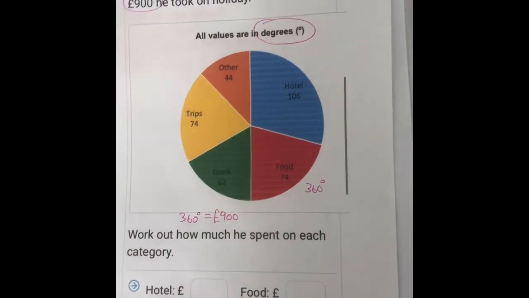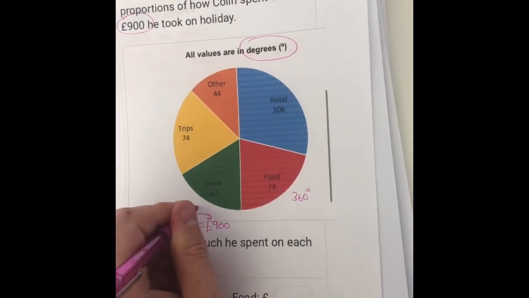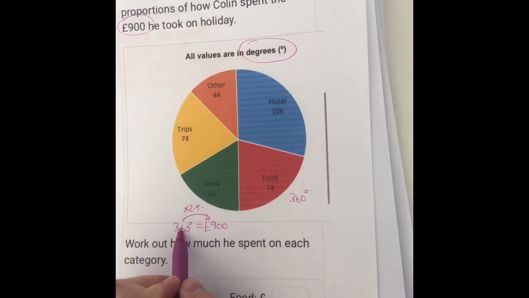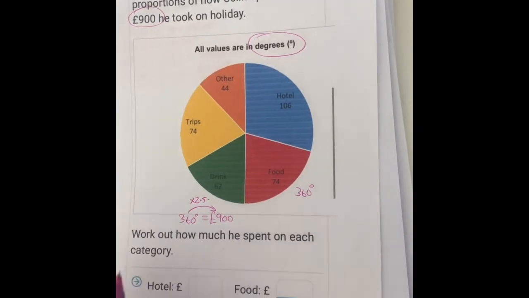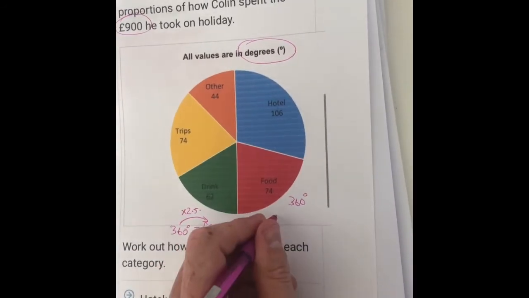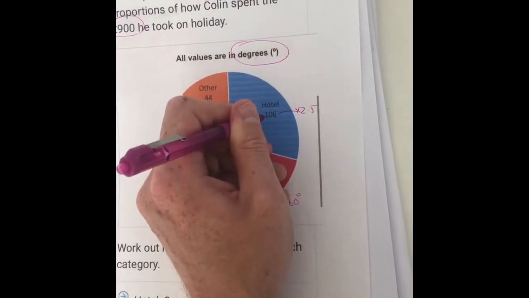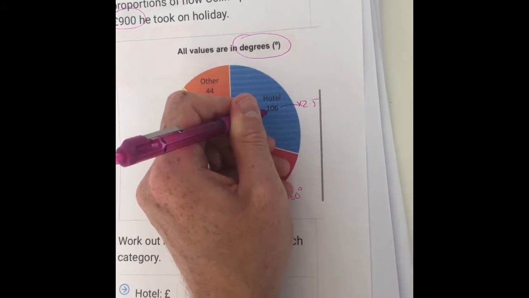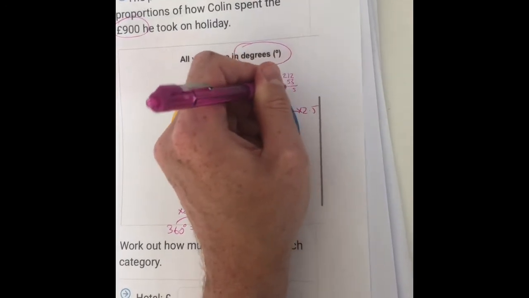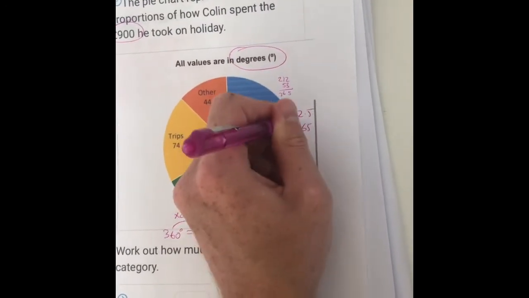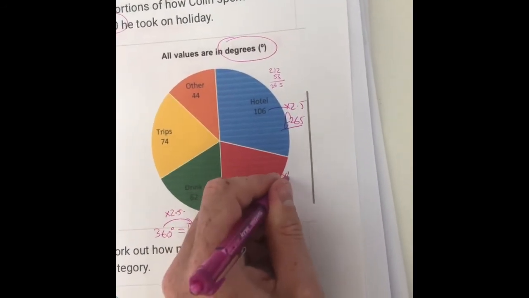So how do you get from 360 to 900? Well, that's times by 2.5. So if I know what the degrees are, and I times by 2.5, I'd get how much money. So let's start with the first one. Let's go for hotel. So this one, times by 2.5. Well, if I times by 2, it's 212, and half of that is 53. So 212 plus 53 is £265 out of 900.